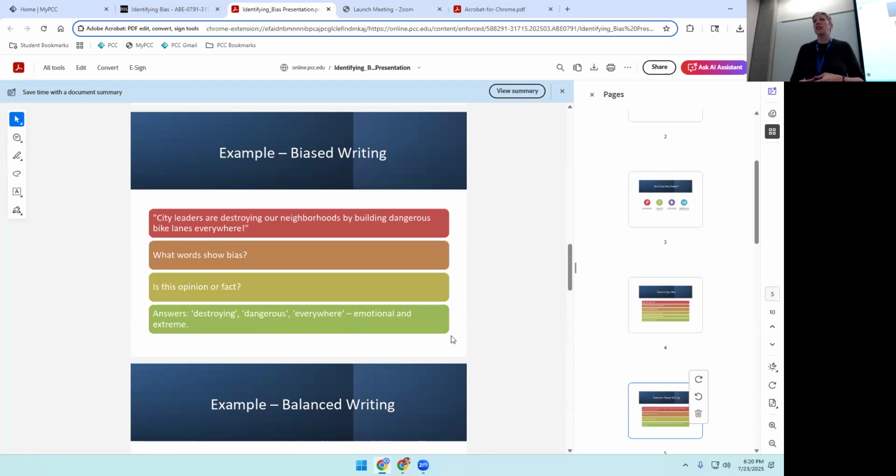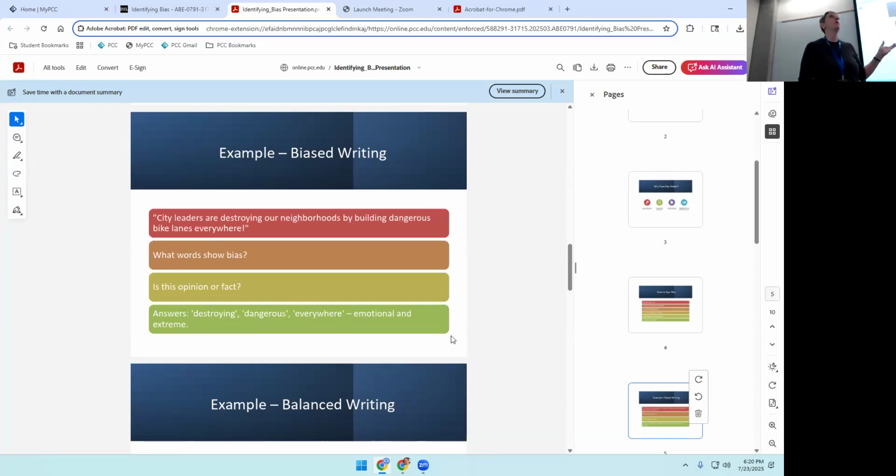Yeah. So what words in there do you think are showing the bias? Destroying, dangerous. Yeah, absolutely. Those are really strong in one direction. How do you know if this is opinion or fact? It's just an opinion, there's no evidence. Absolutely, there's no evidence. It could have been said differently.